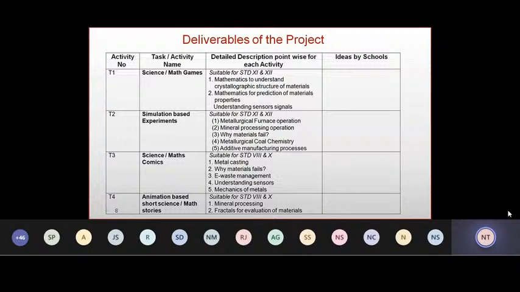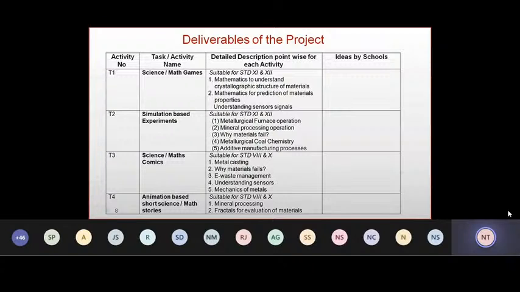Students might have learned about furnace operation in school, but they have not seen it. So we can have some video or simulation. Then there is a mineral processing operation. Why materials fail? There is another concept, because there are a lot of failures, and we design materials which should be fail-proof and reliable. Then we have to understand why materials fail. This is very much connected to the study of stress and strain that students do, and my colleague will be talking about that.